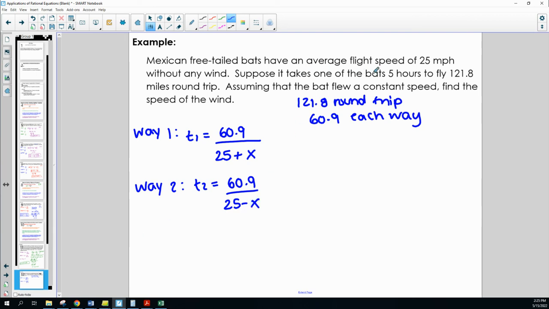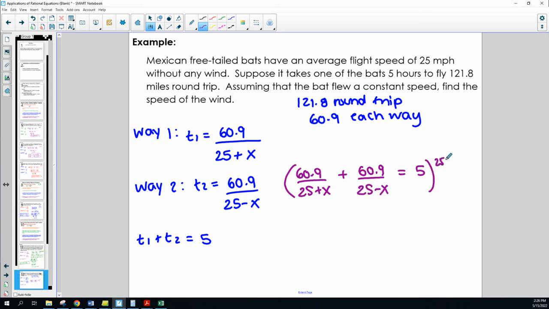And we know that it took the bat 5 hours to do this round trip, so T1 plus T2 is equal to 5. So just like before, we're going to set up our equation. So T1 is 60.9 over 25 plus x, plus T2, which is 60.9 over 25 minus x, and that's equal to the total time of 5. Our LCD here is going to be 25 plus x and 25 minus x.